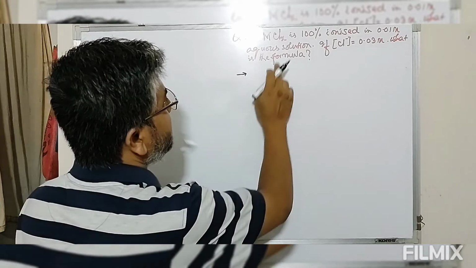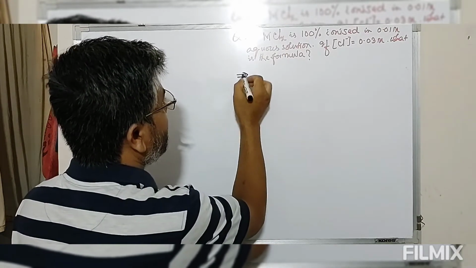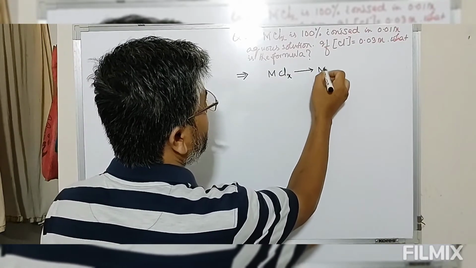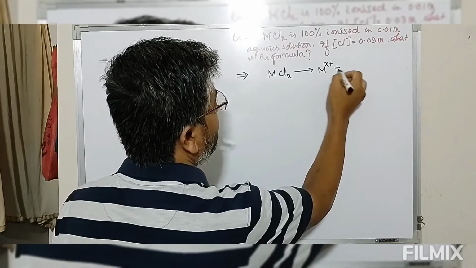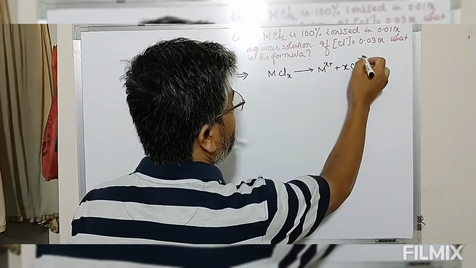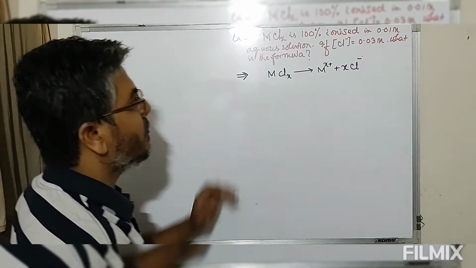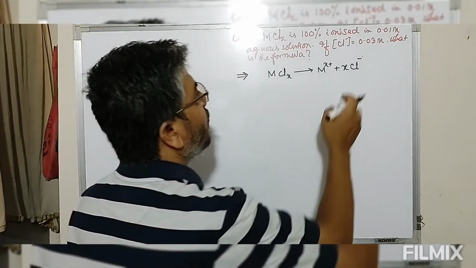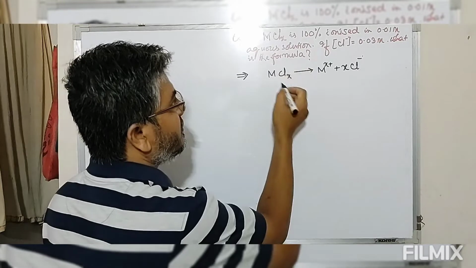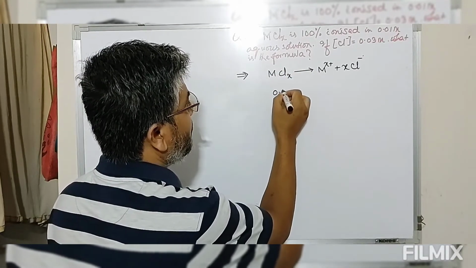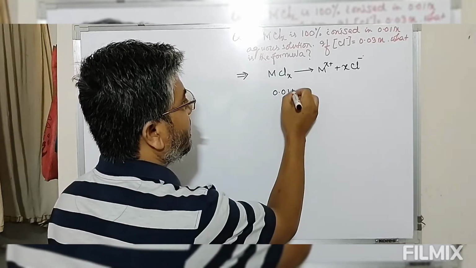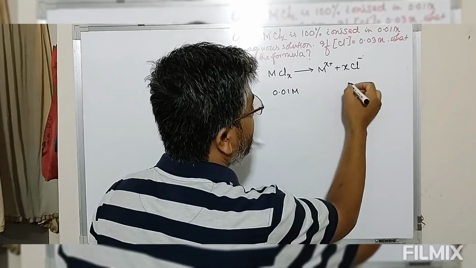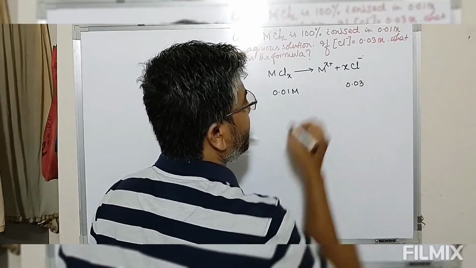Once you know the value of X, we can easily define the formula. The question clearly says this is 100% ionized. That means MClX ionizes to give you M to the X plus and X times Cl minus. This is the meaning of complete dissociation. Now the question says the initial concentration of MClX is 0.01 molar, and after dissociation the concentration of Cl minus is 0.03 molar.